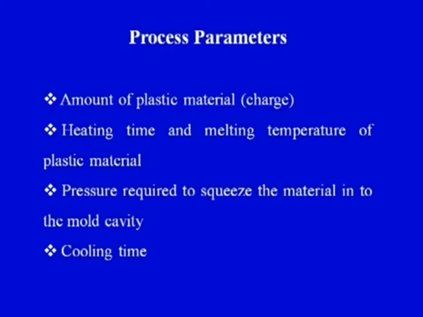Now what are the important process parameters in compression molding? Let us see the amount of plastic material, that is, how much plastic material we should keep in the lower fixed mold half, that has to be decided. Second is the heating time and melting temperature of the plastic material: for how long we should heat the charge that is placed on the lower fixed mold half, and what is the melting temperature of the raw material, that has to be taken into account.